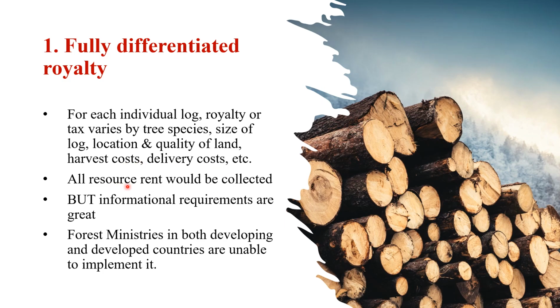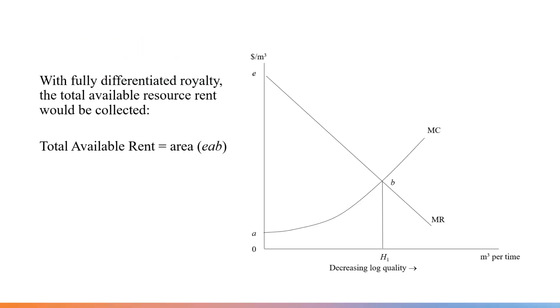The thing is, all resource rent would be collected, but informational requirements are great. In fact, they're impossible, and forest ministries in both developed and developing countries are unable to implement it. So with the fully differentiated royalty, the attempt would be to collect all of this available rent from point E to A to B. So this kind of triangular area would be the total rent.